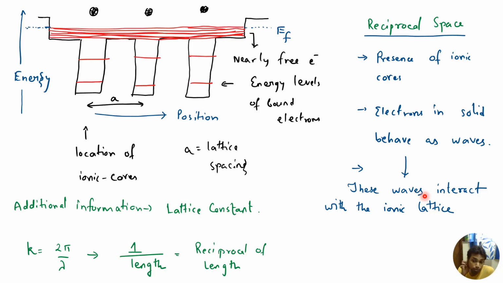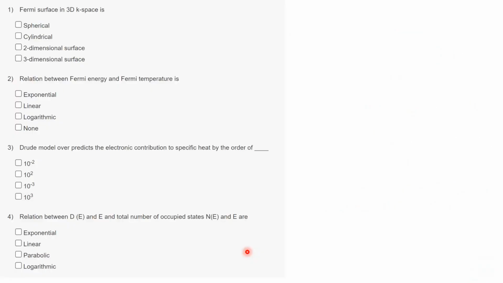So the waves which will be interacting with the ionic lattice, how do we understand them better? By going to something called a reciprocal space. Why reciprocal? Because it is the reciprocal of length, and that k value in the k space is what we are going to see, that is why the k space is also called the reciprocal space. Okay, so now based on this discussion, we can discuss some questions and answers.